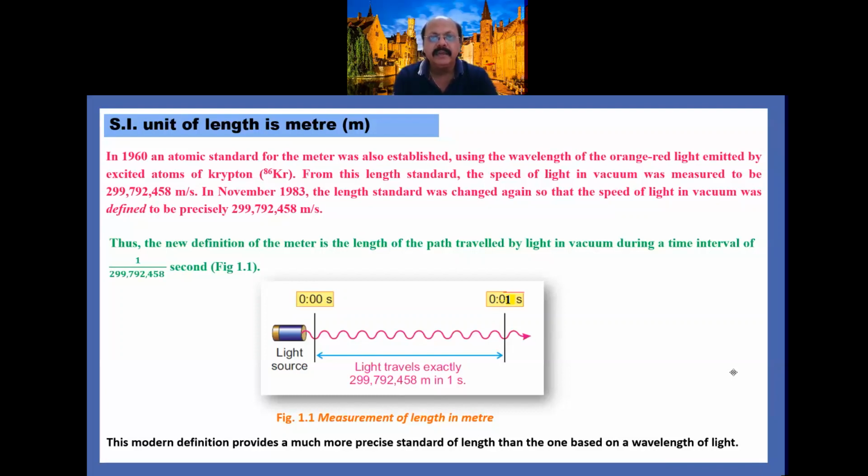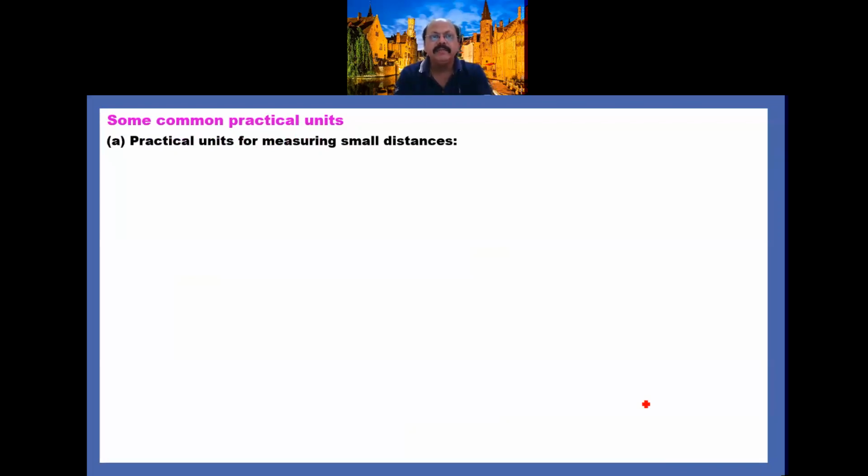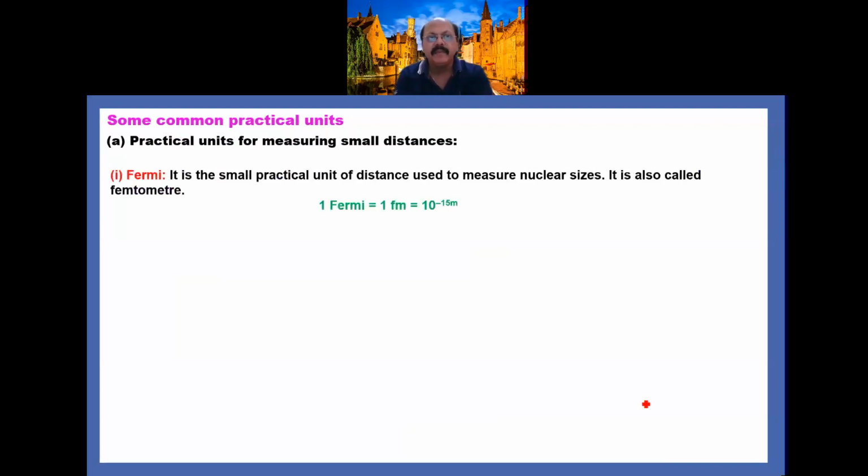Now we can see some practical units of length. The first one is the practical unit for measuring small distances. So the first one is Fermi. Fermi is a small practical unit of distance used to measure nuclear sizes. It is also called femtometer. So 1 Fermi equals 10 to the power minus 15 meter.